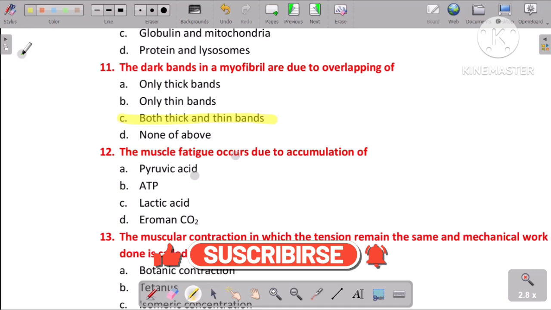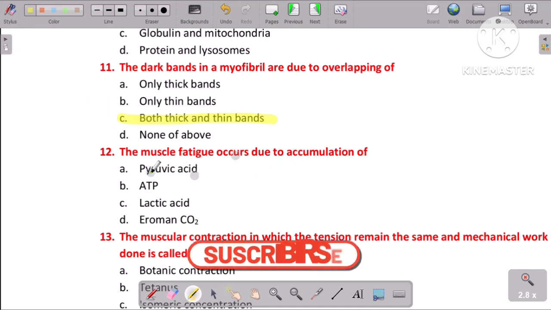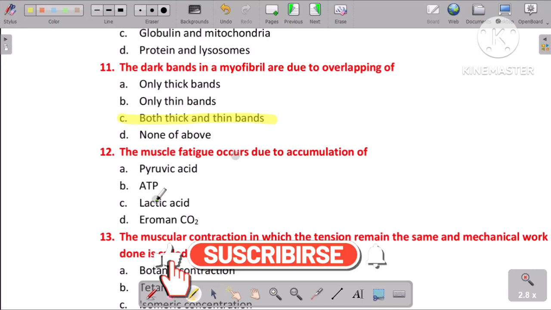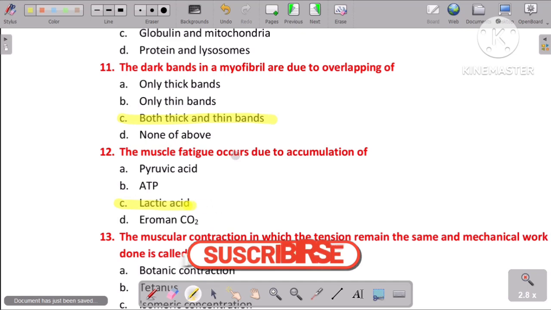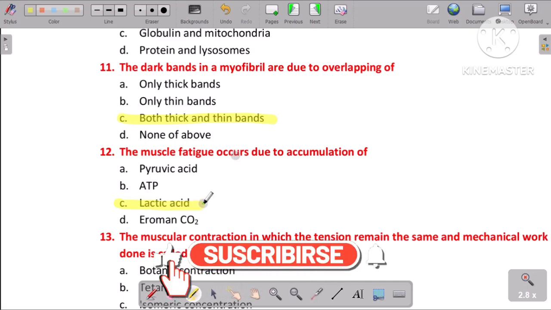So the next question is the muscle fatigue occurs due to the accumulation of pyruvic acid, ATP, lactic acid, carbon dioxide. So beta, the right answer is option C, lactic acid.